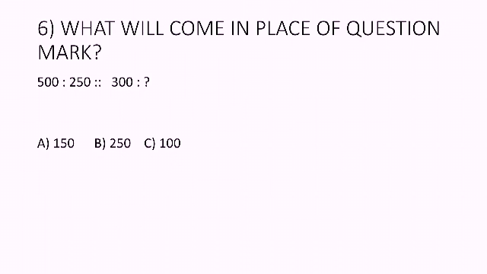Okay, this one, the sixth sum, is from analogy. We have solved a lot of analogy questions. First, you have to see what is the relation, how you are getting 250 from 500. In the same manner, you have to get what will come in place of the question mark from 300. This one you have to do for yourself because we have already practiced a lot of analogy questions.